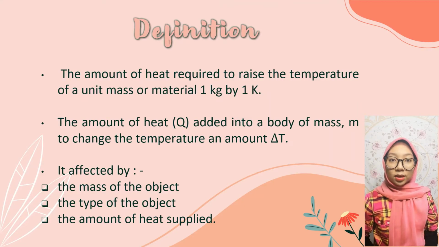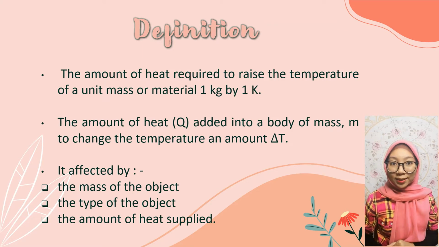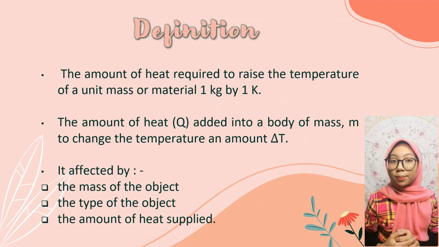What is the specific heat capacity? The definition is the total amount of heat required to increase the temperature of a unit mass of a material, 1 kilogram of a substance, by 1 Kelvin. The total amount of heat added into a body of a mass to change the temperature.